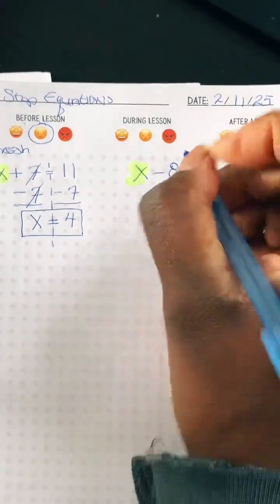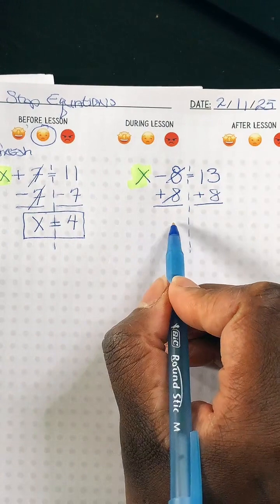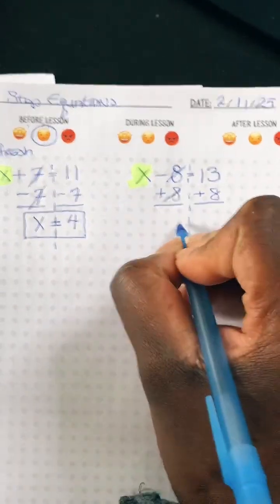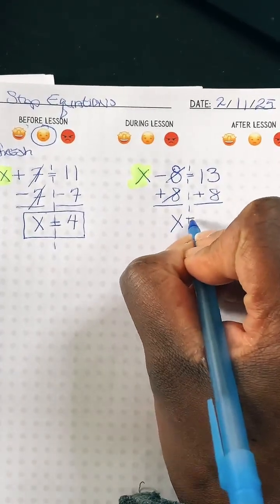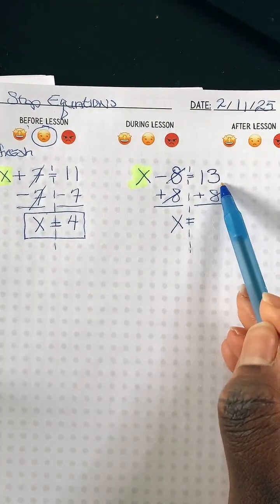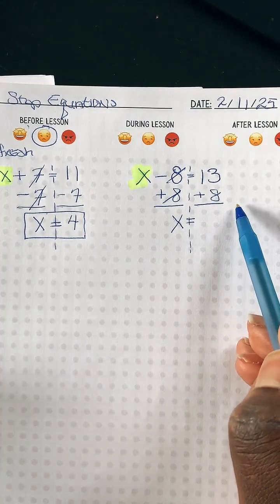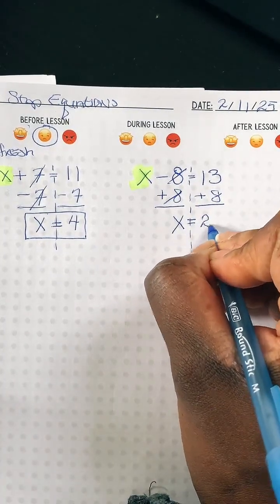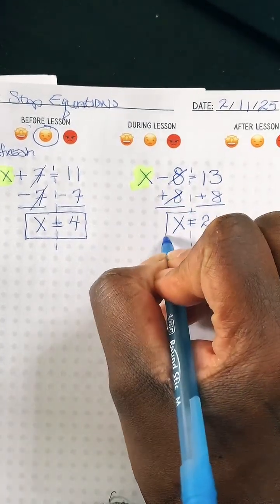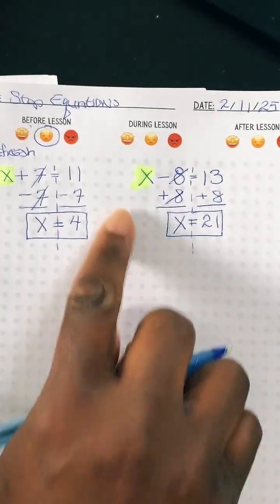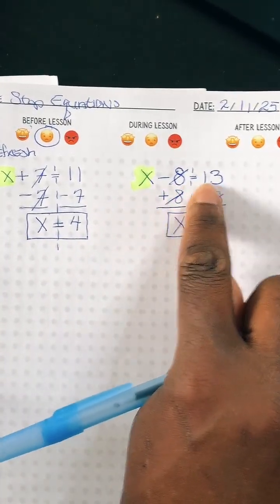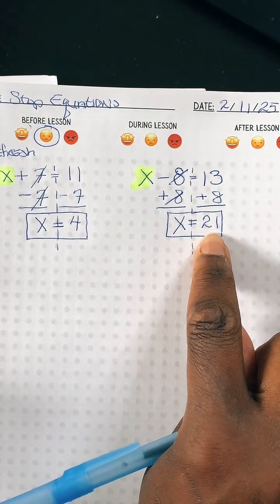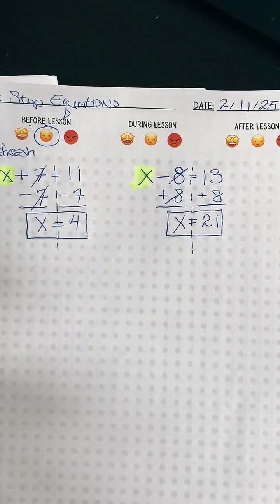So negative 8 plus 8, they cancel out and give me 0. I don't have to put the 0 because I still have x on the same side of that equal sign. So that x comes down. And now I have 13 plus 8. So 13 plus 8 will give me 21. So the number that will make this statement, x minus 8 equals 13, a true statement, is going to be 21. All right? So that's what we did a little bit last time.